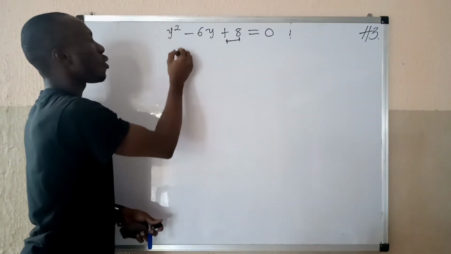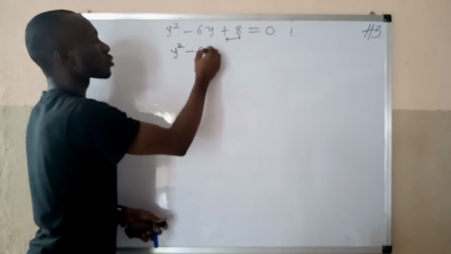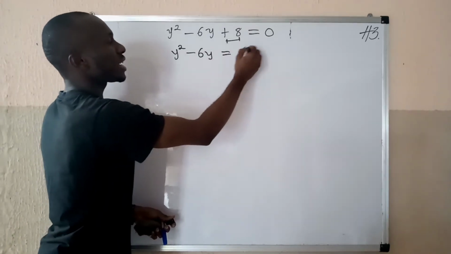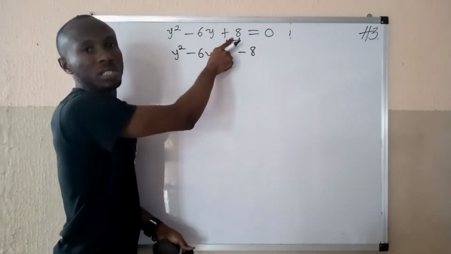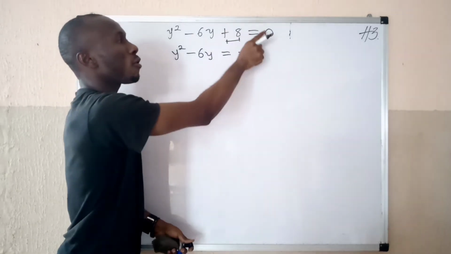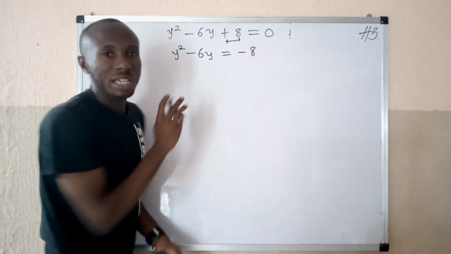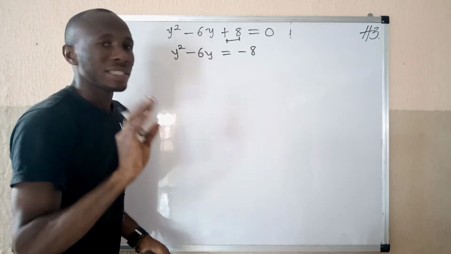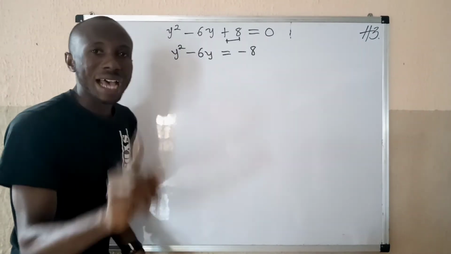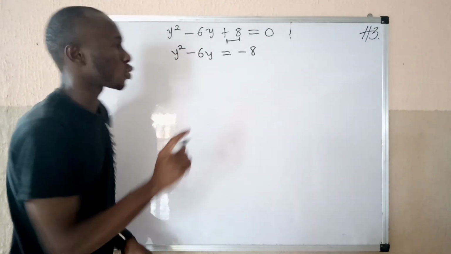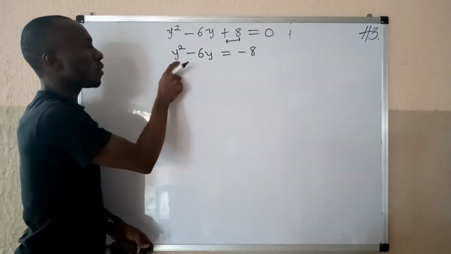So I'm going to have y squared minus 6y is equal to negative 8. Remember, it was a positive 8 before, but when it moved over the equality sign, it becomes a negative 8. That is step 1. Step 2, you divide both sides by the coefficient of y squared.